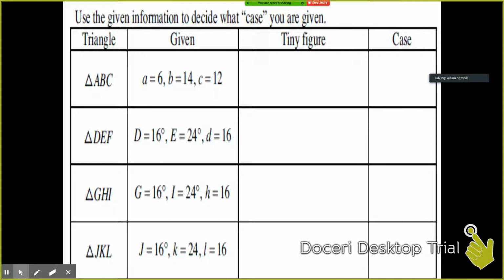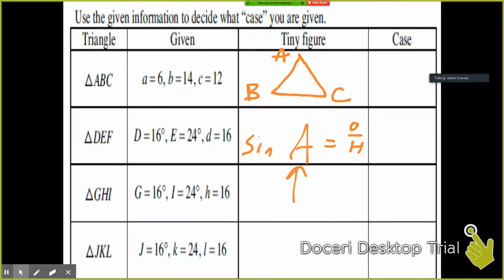What you do is draw the tiny picture. When you draw your tiny picture, it could look like an equilateral triangle, even if it isn't. The angles always get uppercase letters. The sides always get lowercase letters. If you think of the Pythagorean theorem, a squared plus b squared equals c squared, a, b, and c are usually lowercase because they're sides. And we usually see the sine of A equals opposite over hypotenuse, and that's uppercase because it's an angle. Something that you may have never noticed.